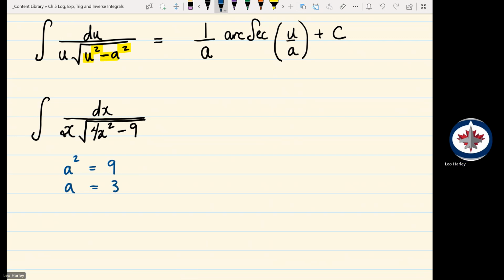3. So we can already start it. We know it's going to be 1/3 arcsecant something over 3 plus c. My way of dealing with life: I'm solving what I know how to solve first, and then I'm worrying about the other pieces later. All right.